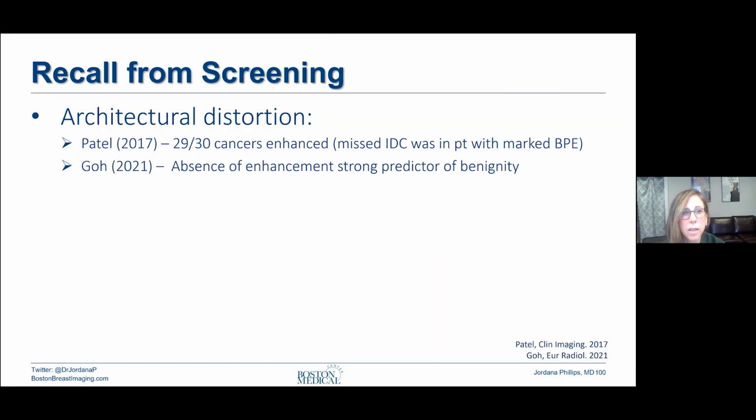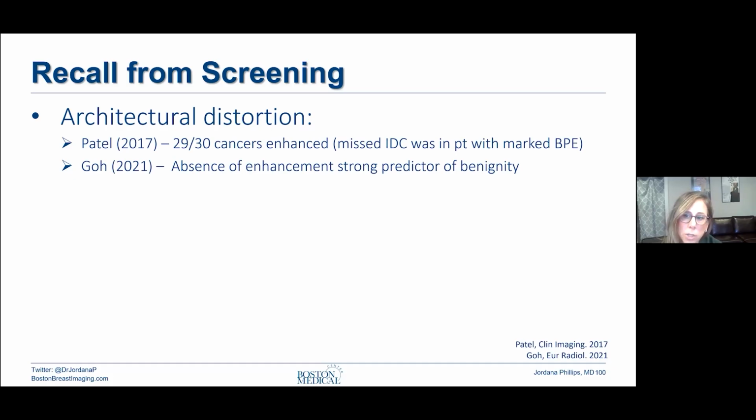So now let's look at the data for architectural distortion. Again, this is an area that I really love. Patel and colleagues published the first study on this in 2017, and they said that enhancement was associated with 29 of the 30 cancers. So there was one cancer in their study that was not clearly associated with enhancement, but that person had marked background parenchymal enhancement. So it's difficult to know if it really wasn't associated with enhancement or it just wasn't perceived to be associated with enhancement.